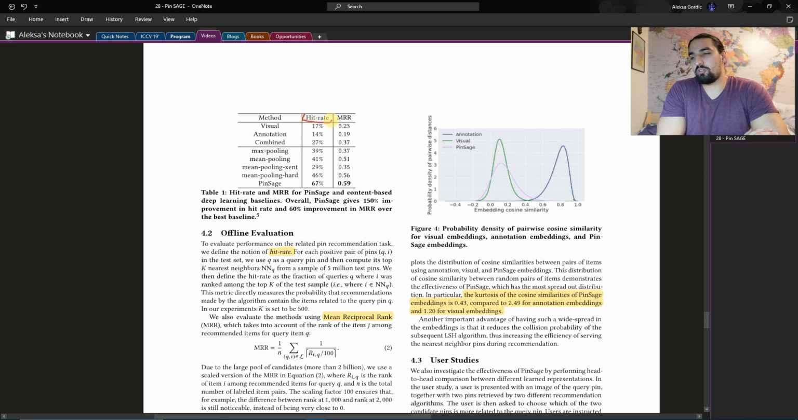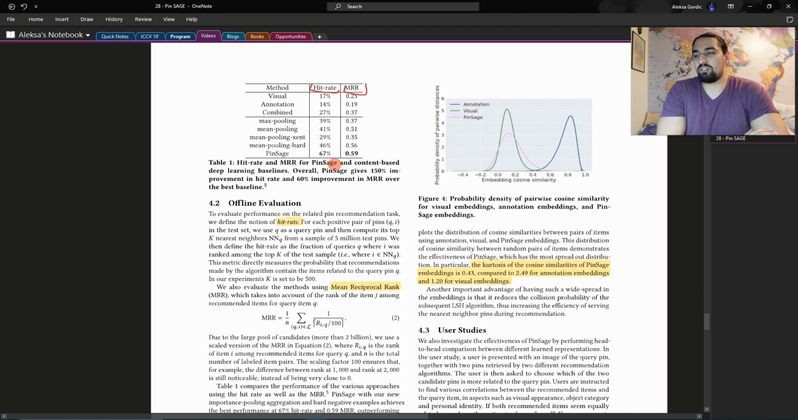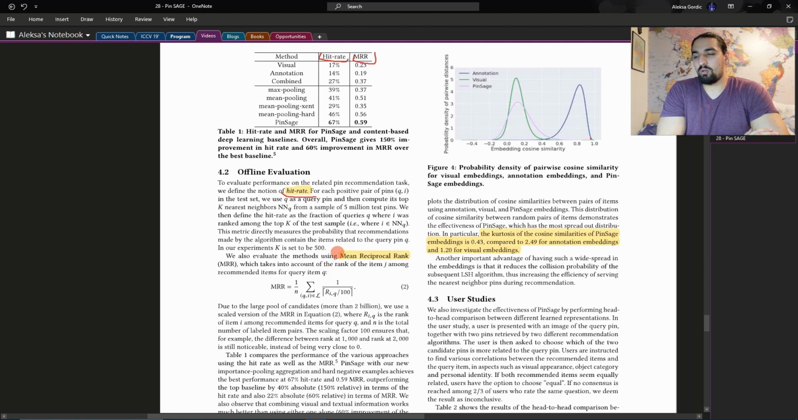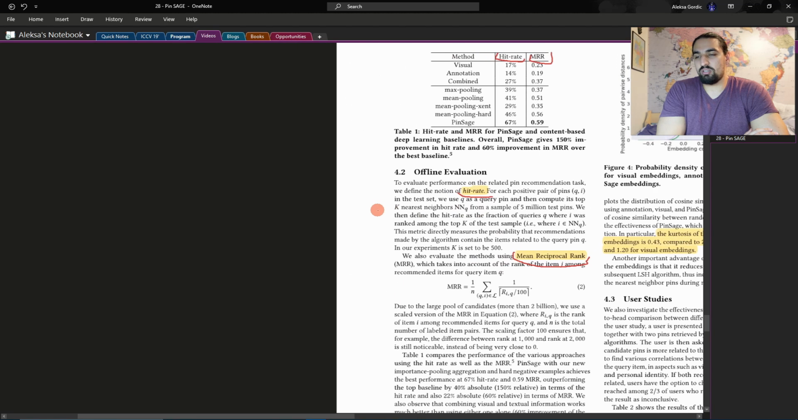Unfortunately, these are not metrics you're probably familiar with, so let me just briefly explain what these are. We have something called hit rate, and we have something called mean reciprocal rank. And what hit rate is, is the following.